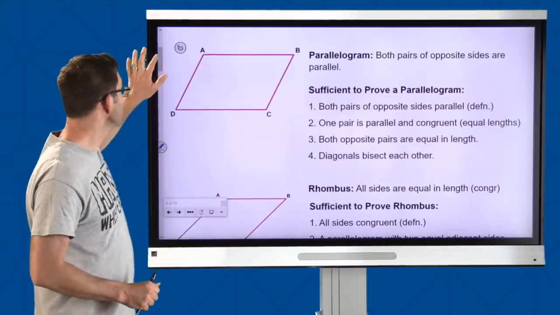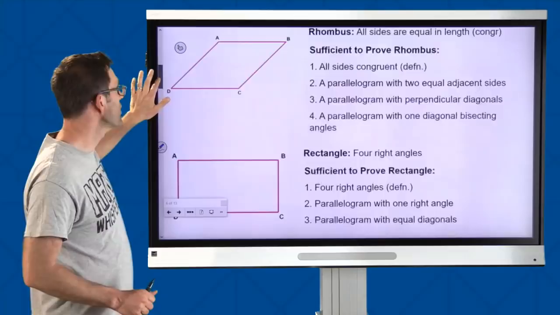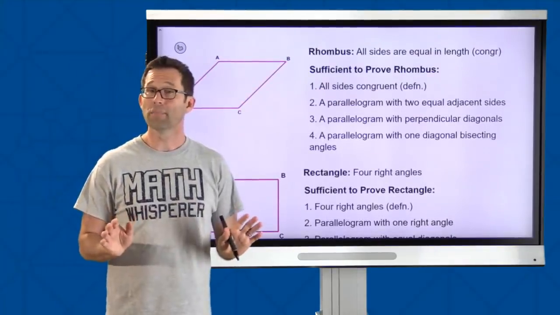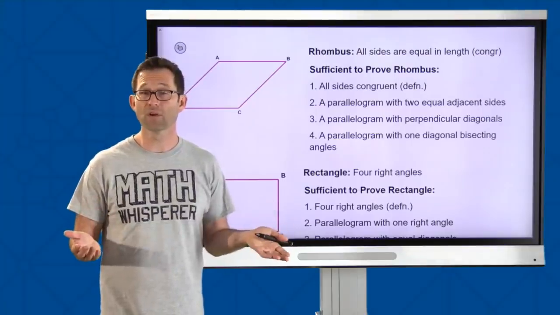Now, there's lots of special parallelograms. For example, a rhombus is a parallelogram. But parallelograms are not mentioned in the definition of a rhombus.